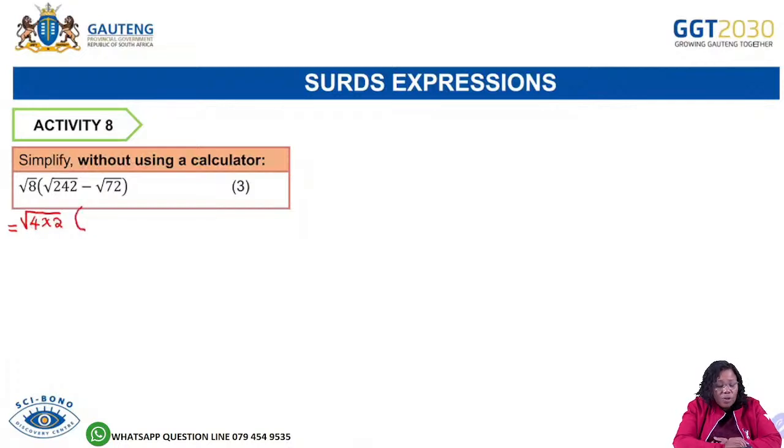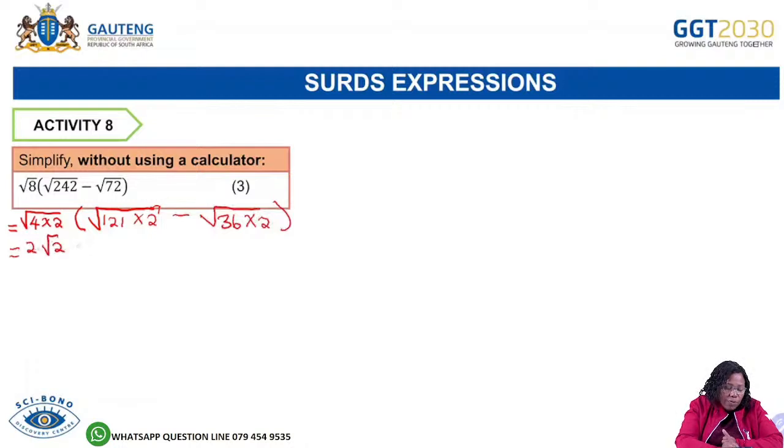And then moving into the bracket, 242, we are going to write it as the square root of one number with a square root, 121, times 2, which is 242. We are not changing the values, but we are just changing the notation. And then 72, now we are having 36, which is having the square root, multiplied by 2. We are still having that bracket there. So we will end up with, because the square root of 4 does exist, the square root of 4 is 2. So we are going to take out the square root of 4, which is 2, and then we'll be left with square root of 2 inside.